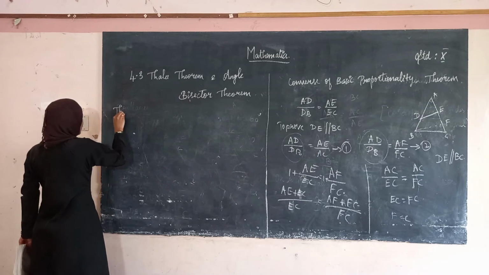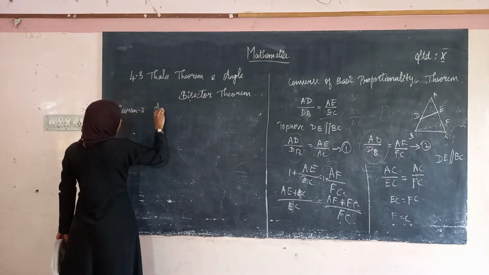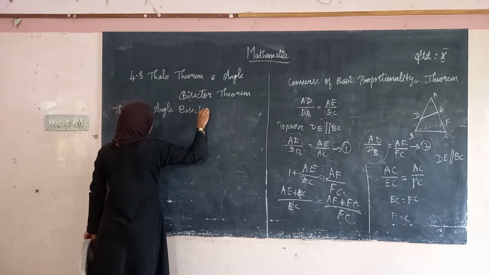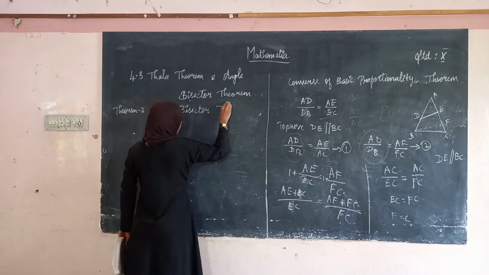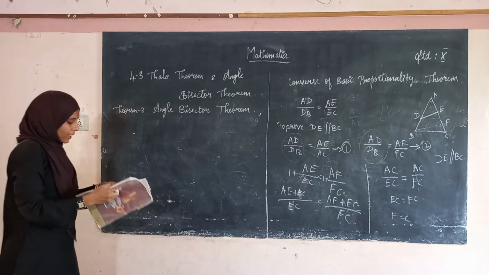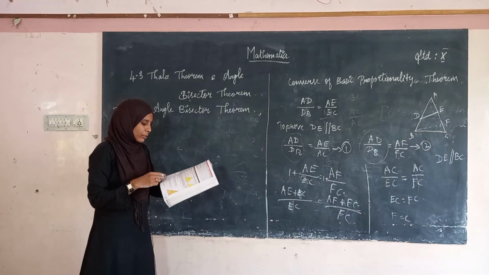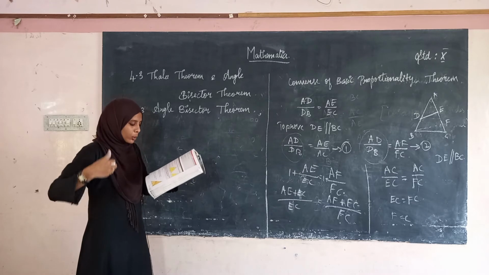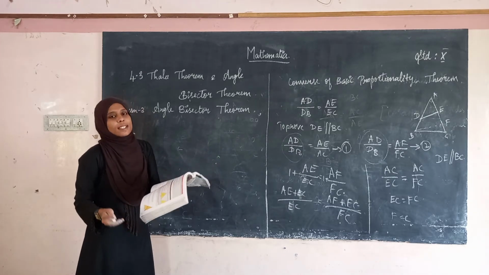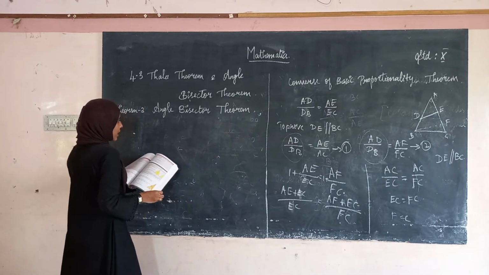This is theorem 3. Name of the theorem is angle bisector theorem. See the statement: the internal bisector of an angle of a triangle divides the opposite side internally in the ratio of the corresponding sides containing the angle. Ratio of the corresponding sides containing the angle. Okay.